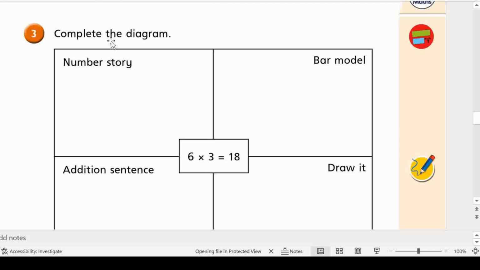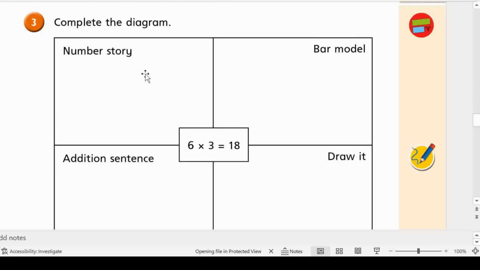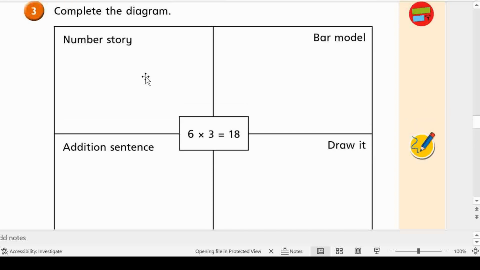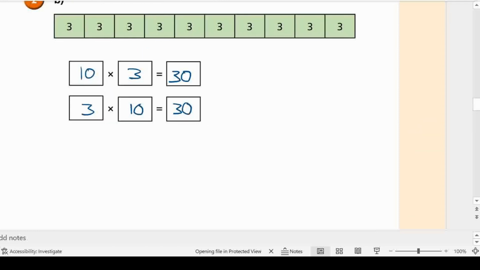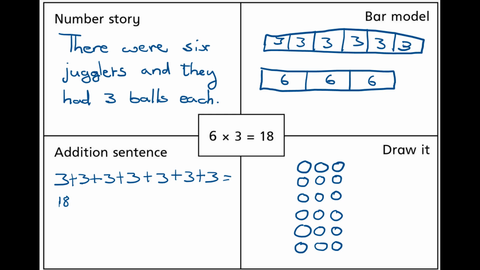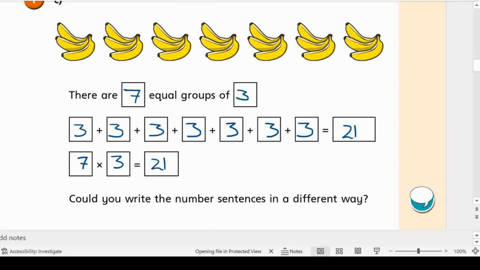Okay, complete the diagram. Number story, addition sentence, bar model. Right, could say there were 6 people juggling and they had 3 balls each. Yeah, and how many balls did they have altogether? Something like that. Now the bar model is this one. Okay. Addition sentence would be something like this. Okay. Yeah, because you're adding.